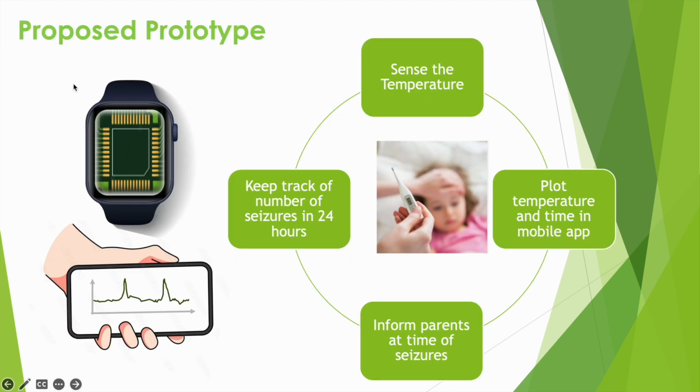This is our proposed prototype, which senses temperature from a wristband like device and plots it in a mobile app. The main function of our device is to sense the temperature, plot temperature and time in a mobile app, inform parents at time of seizure, and keep track of the number of seizures in 24 hours, to basically keep track whether the seizure is complex or simple, as discussed in the second slide.